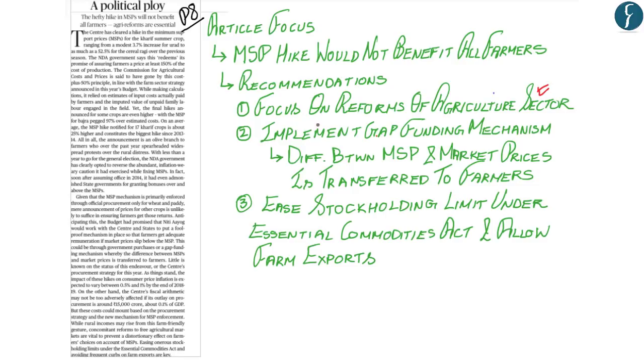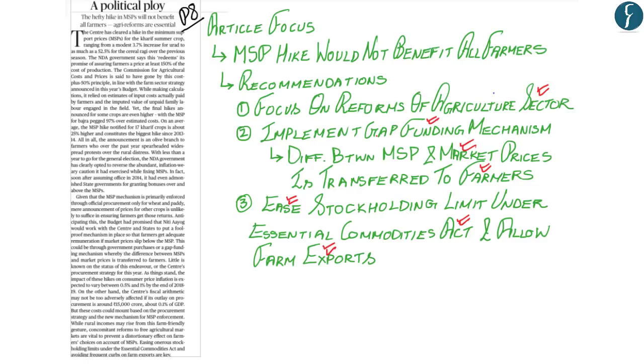The second recommendation is to implement the gap funding mechanism, wherein the Government of India would transfer the difference between MSP and market prices to the farmers. And the third and final recommendation is to ease stock holding limits under the Essential Commodities Act. By easing the stock holding limit, it would allow an increase in farm exports.